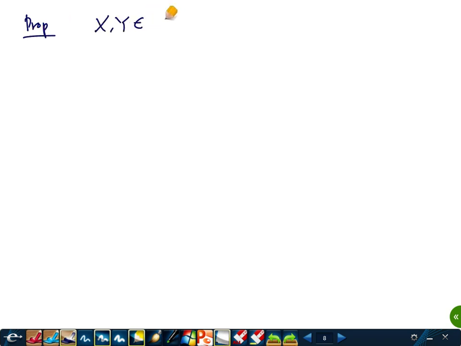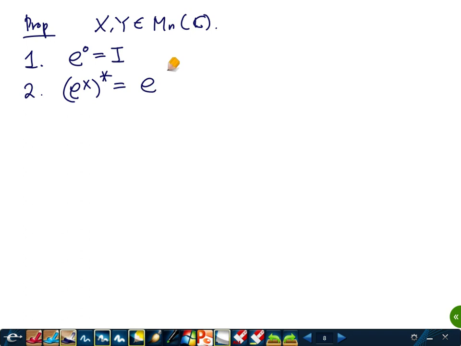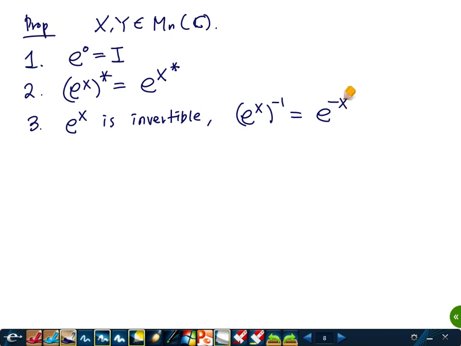X, Y are n by n matrices. First, e to the 0 is the identity matrix. Second, e to the X adjoint is the adjoint of e to the X. Third, e to the X is always invertible, and the inverse is like that. So try to see the similarities between the exponential of matrices and the exponential of the usual complex numbers. They are very similar, but not exactly the same.